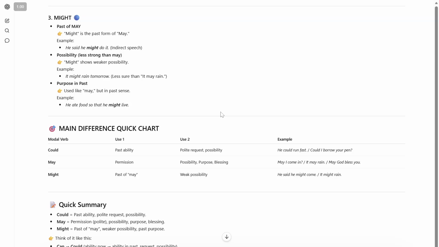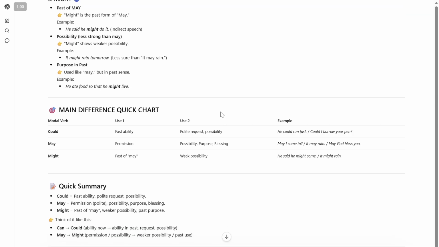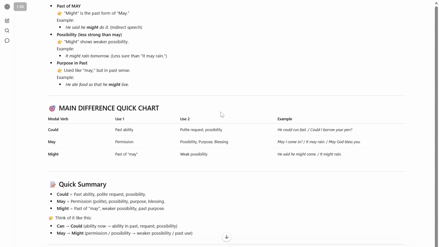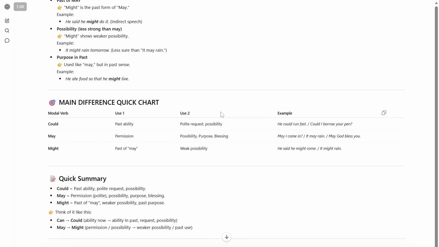It might rain. Quick summary. Could is past ability, polite request, possibility. May is permission, polite possibility, purpose, blessing. Might equals past of may, weaker possibility, past purpose.